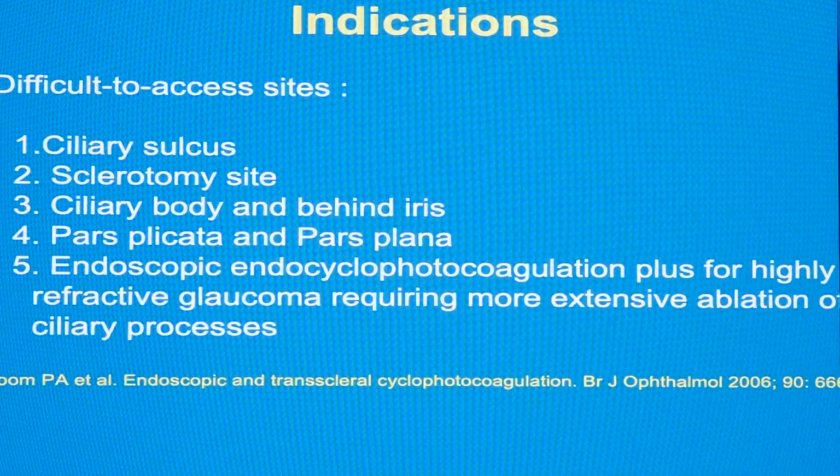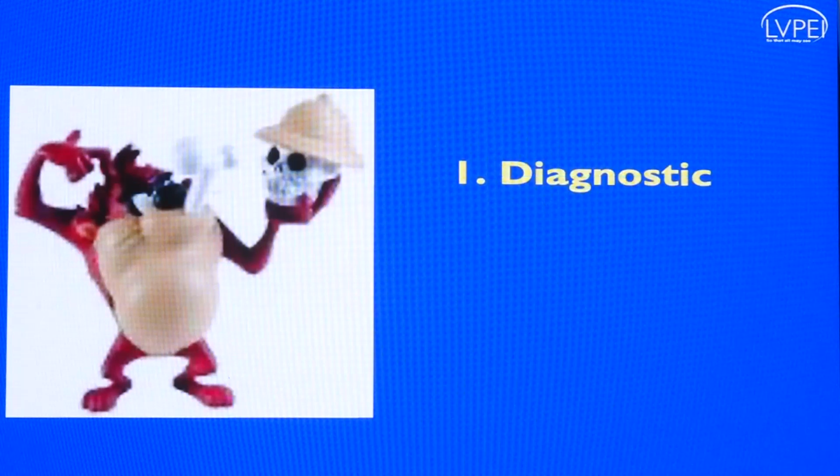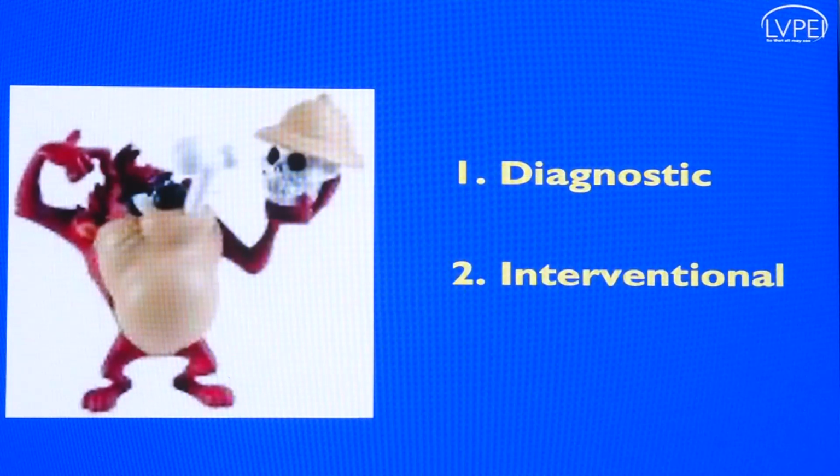So like I said, what are the indications? Difficult to access sites like the ciliary sulcus, sclerotomy sites, ciliary body, and the area behind the iris, and that is where its importance lies in the practice of uveitis. So coming on, what are the absolute indications or the role that endoscopy plays in a uveitic practice? And that can be both diagnostic as well as interventional.